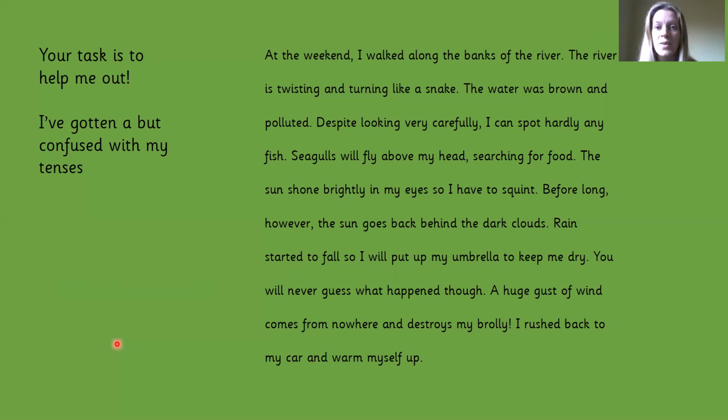So you've got, at the weekend, I walked along the riverbank. Now, the verb I've got there is walked. It's in the past because it's got ed on there, so I'm quite happy with that, okay?